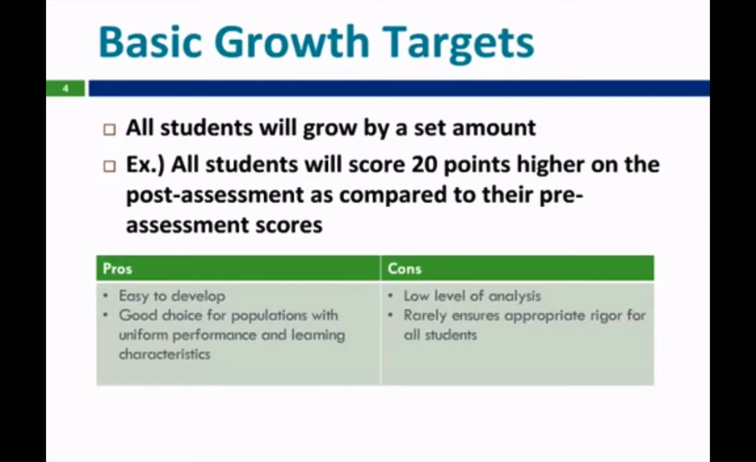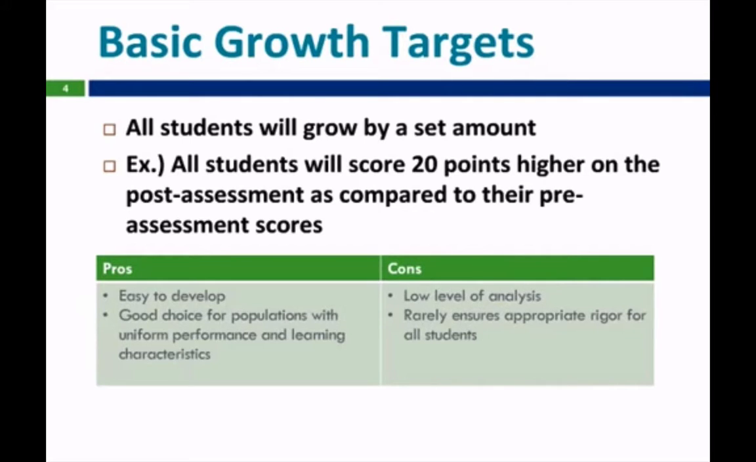For example, all students will score 20 points higher on the post-assessment as compared to their pre-assessment scores. So if a student scores a 70 out of 100 points, the expectation is that the student scores 90 points by the end of the interval of instruction. Likewise, a student who scores a 50 is expected to grow to a 70. So these types of growth targets are easy to develop.